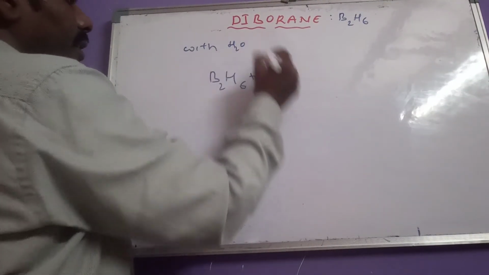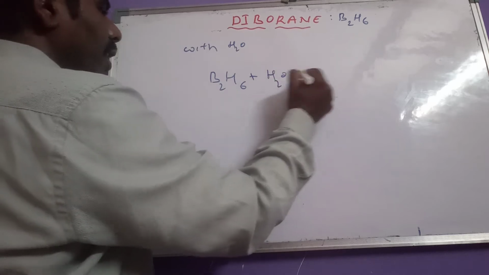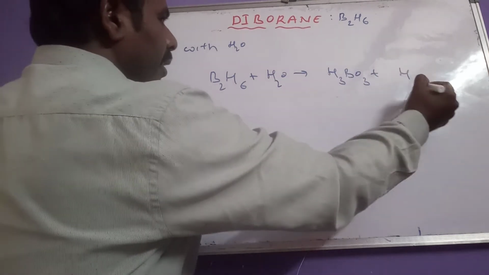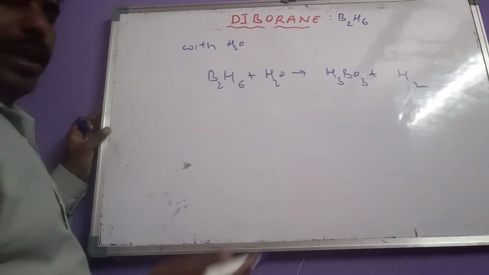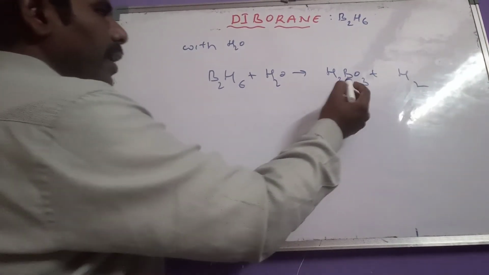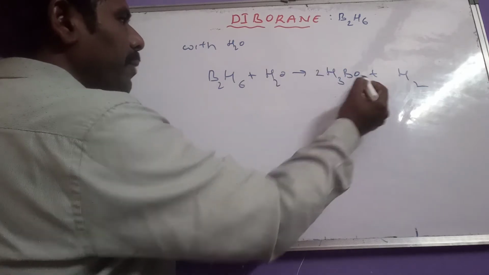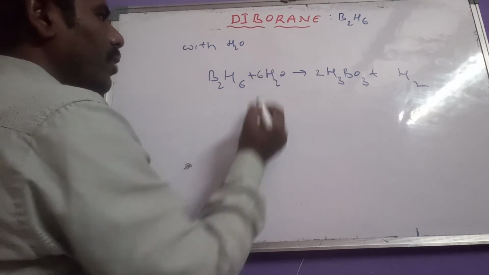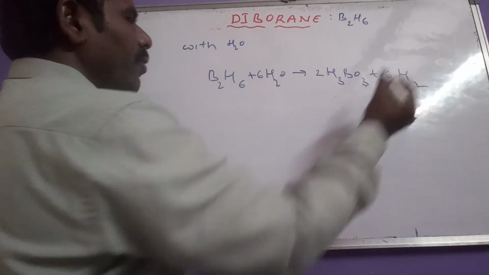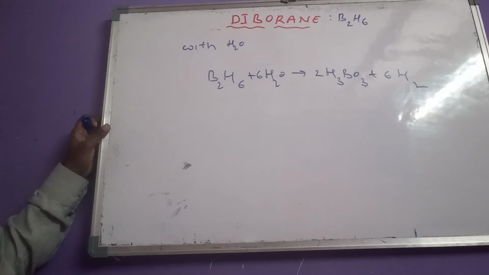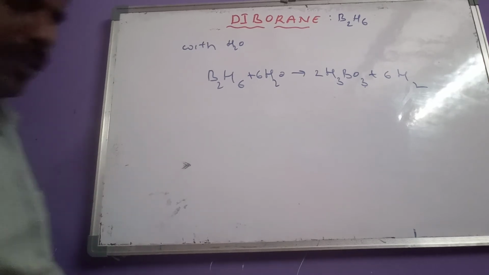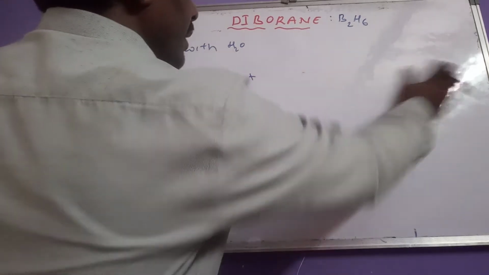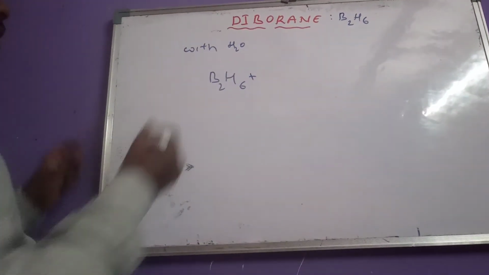Next, with water. How does it react with water? Let us see here. Diborane reacts with water to produce boric acid, H3BO3, plus H2 gas. Hydrogen gas is liberated. To balance this, write 2H3BO3 here. 2 times 3 is 6 oxygens, so we have to write 6H2O, and here we have to write 6 hydrogen molecules. So this is the reaction with water.